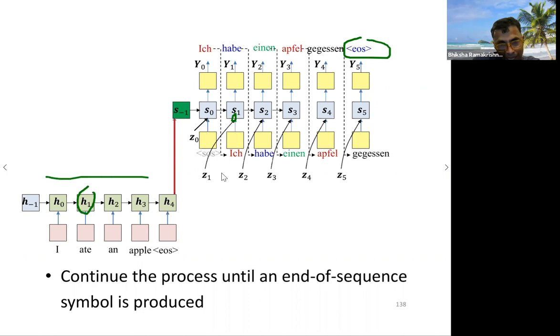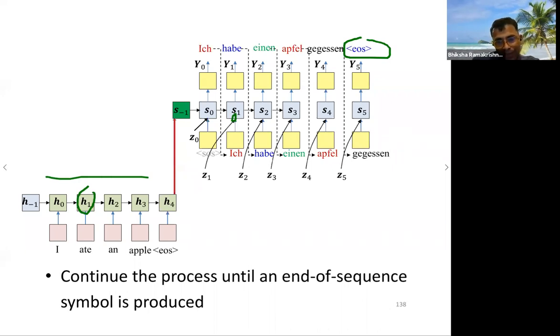So the second thing is wrong. The second question is false. The third one is true. The attention weight is a function of the hidden state representation of the word and the current decoder state. So the first one is true, the second is false, and the third is true.